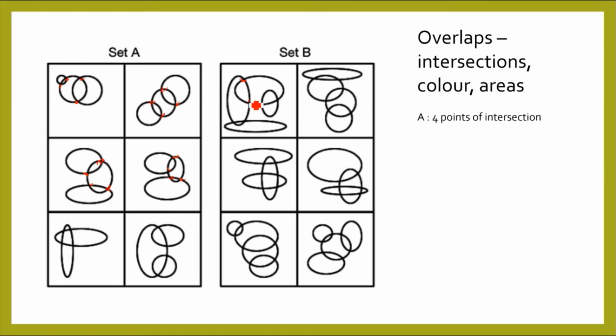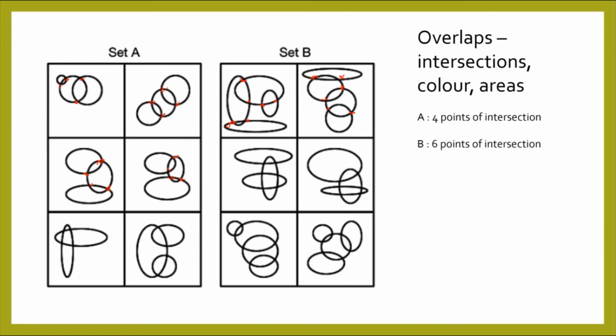And for set B, there's 1, 2, 3, 4, 5, 6 intersections. Let's see if that's the case with all of them. 1, 2, 3, 4, 5, 6. So we do have 6 points of intersections for B. So that will be our rule.